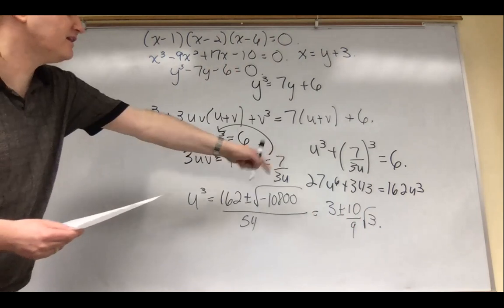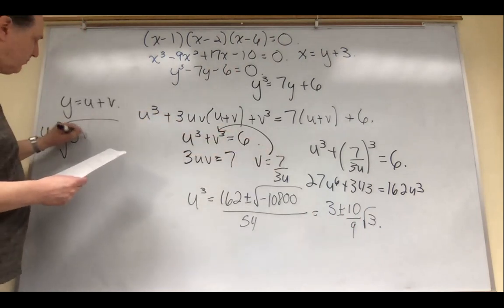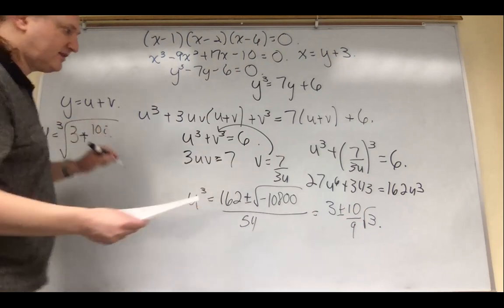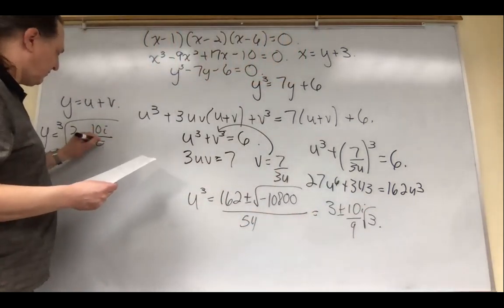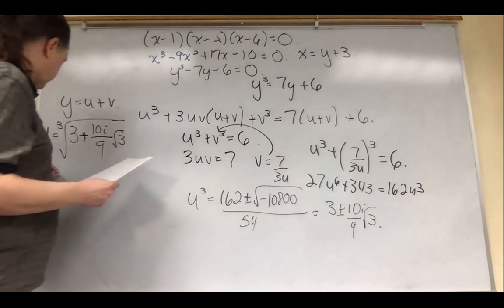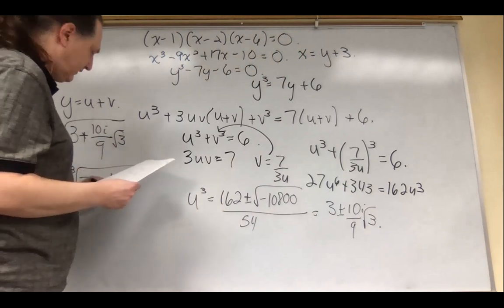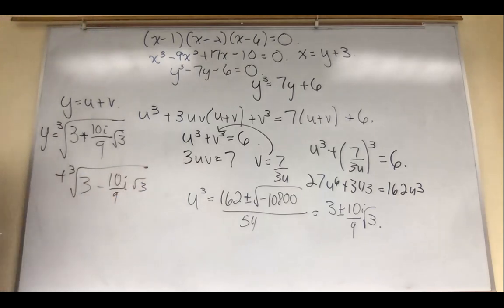U is then the cube root of one of those, 3 plus 10i. Oh yeah, there's an i here. We would call it i. They, of course, weren't calling it i then. Plus the cube root of the other one, 3 minus 10i. Okay. And what you should notice is that's a mess.